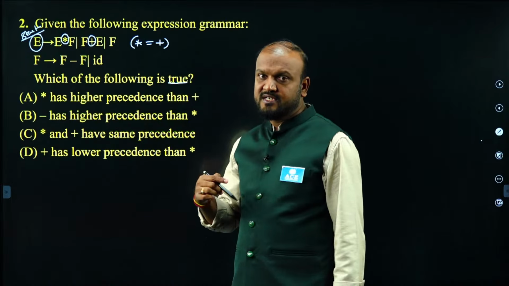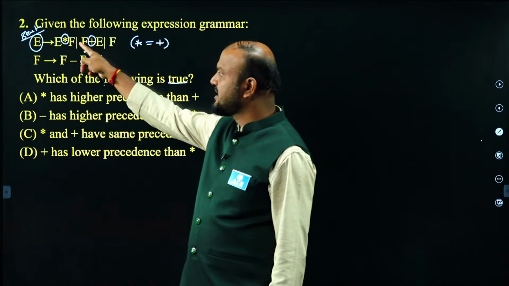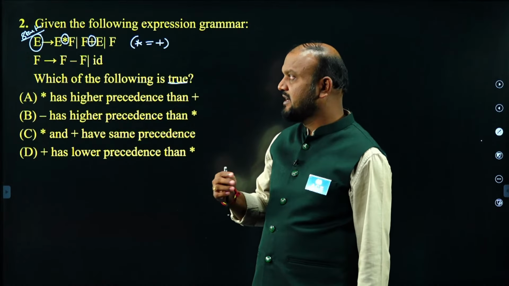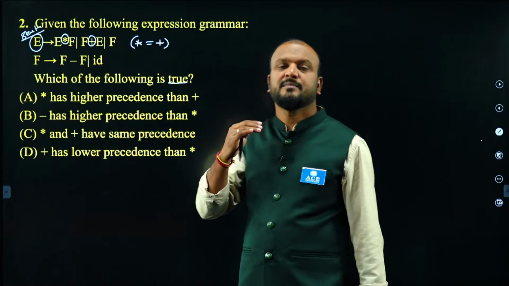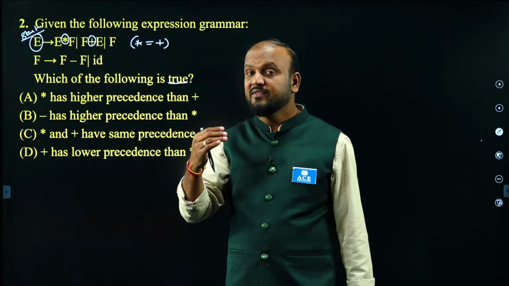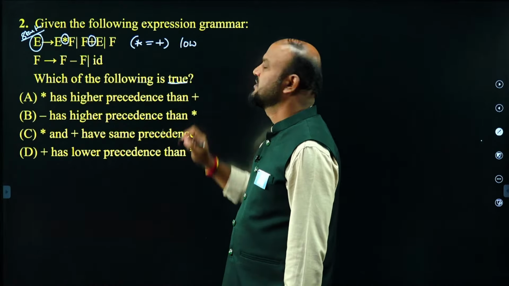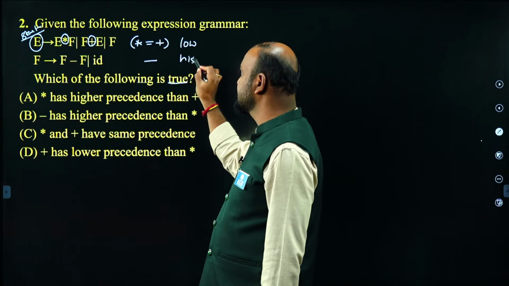If you construct a parse tree using this grammar, the operators star and plus will always appear at the top of the tree. Why? Because the tree should start with the starting non-terminal. If it appears at the top of the tree, it is going to be evaluated last. So it is evaluated last means these two have lower precedence, and minus is going to have higher precedence.